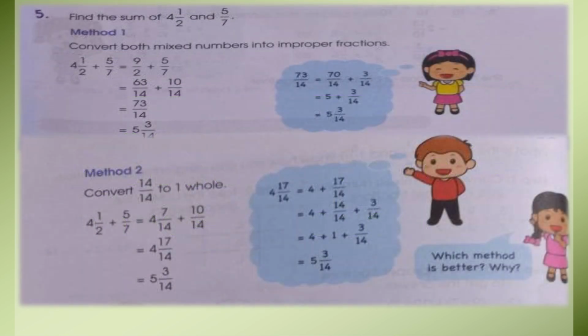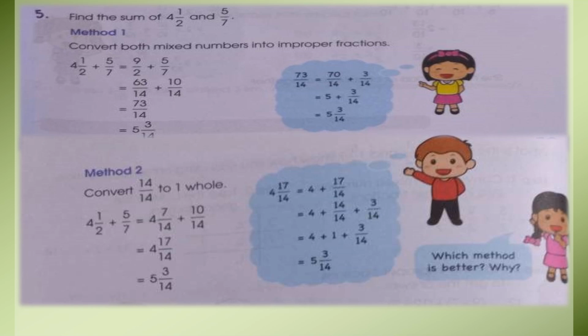Now look at question number 5, in which we have to find the sum of 4 whole number 1 over 2 and 5 over 7. We are going to solve this question by two methods. In the first method, first we convert the mixed number into an improper fraction and then add up the fractions.